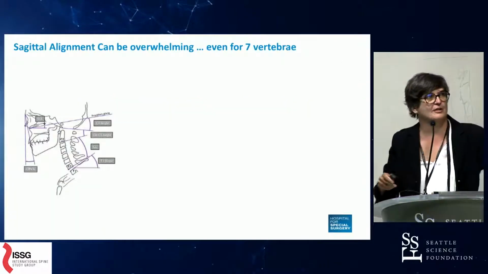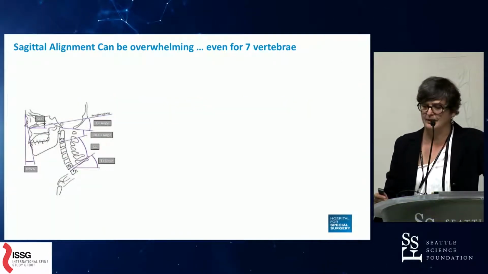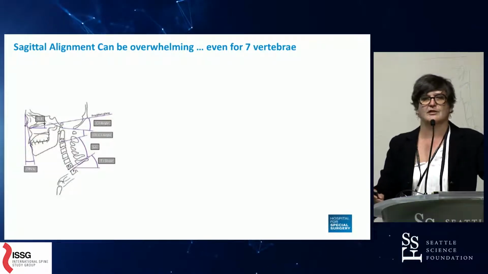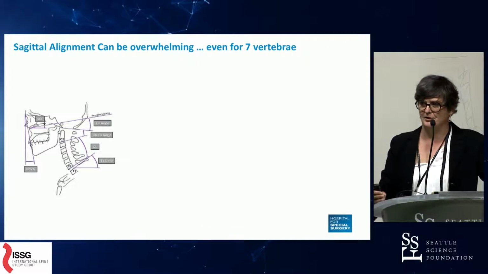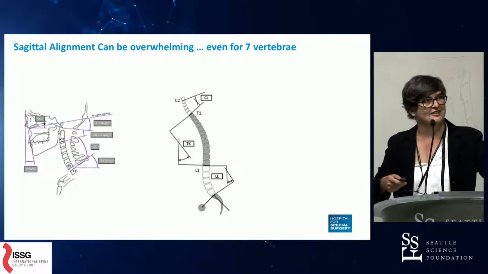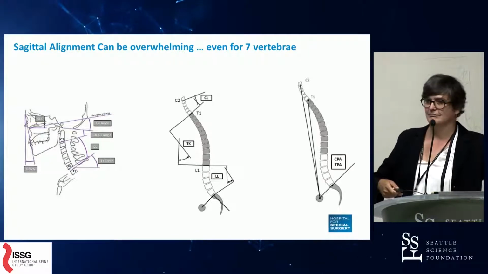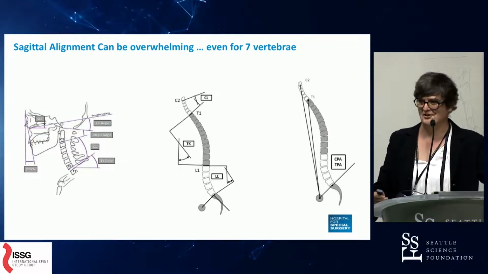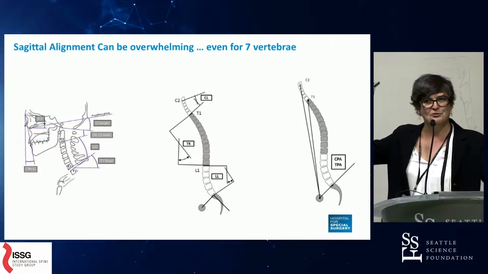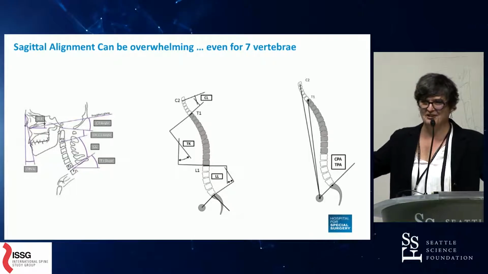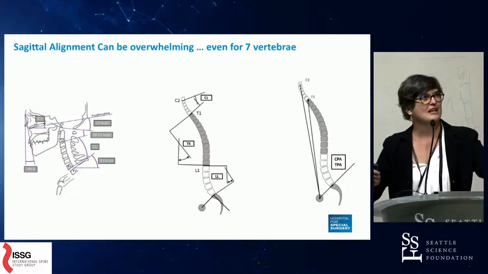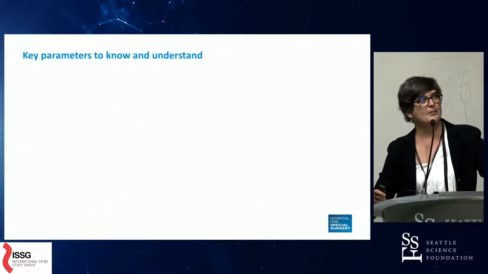So let's talk a little bit about the different parameters. If you look at the literature, there is a ton of parameters, and we are partially to blame for that. Even for 7 vertebrae, we can talk about 30 different parameters, and that can be quite scary. What I want to do today is not go over every single parameter in the literature, because if not, I'm going to have to lock the door and keep you prisoner for 2 or 3 days, but just focus on some key ones.